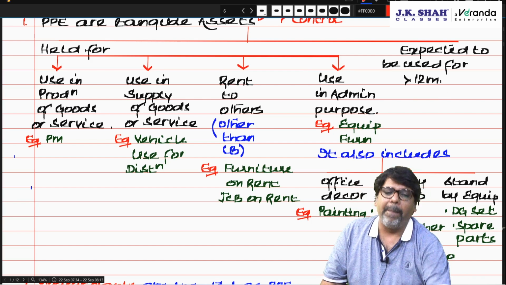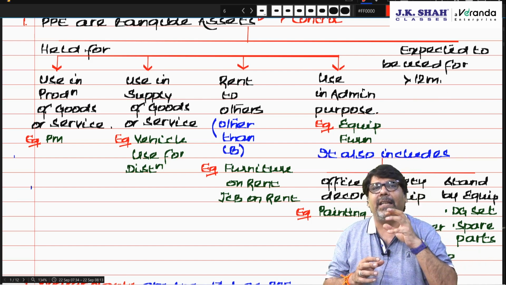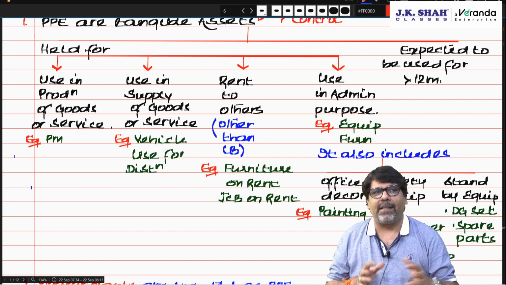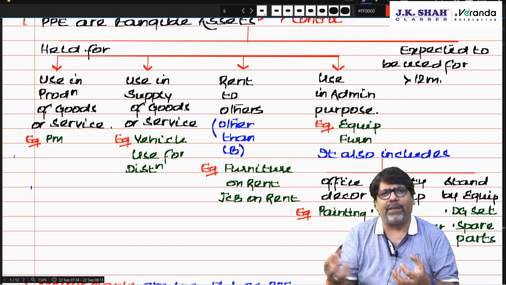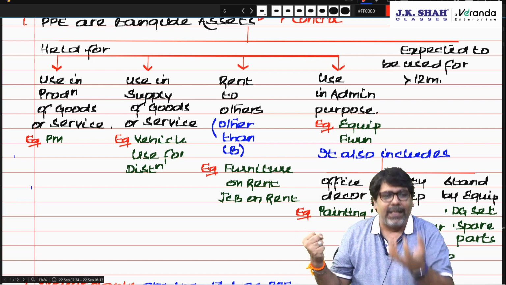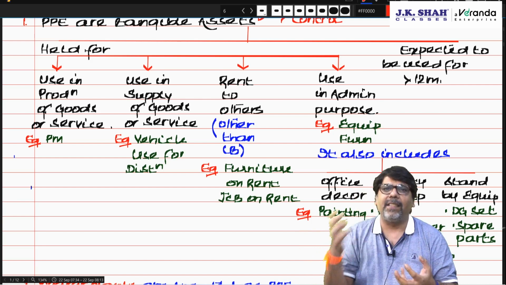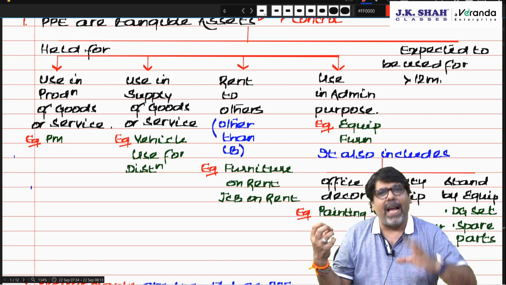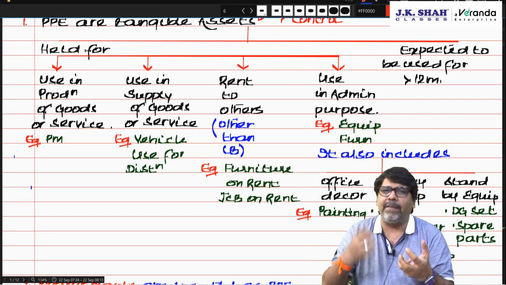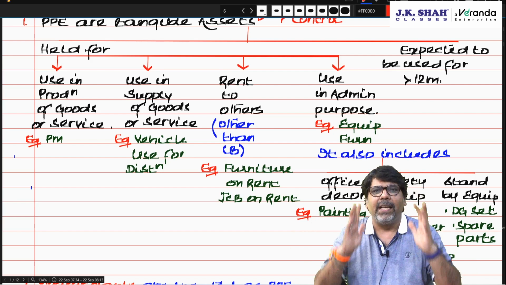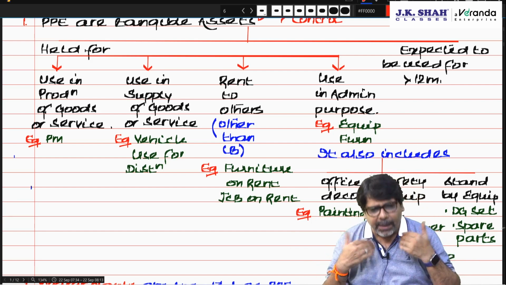Apart from this, bearer plant is also PPE. Bearer plant we have discussed at length in Ind AS 41, that is agriculture. Basically, bearer plants are those plants whose life is more than 12 months and whose fruits can be plucked, harvested and sold. The plant is a bearer plant because it acts like a machine for us, which gives us produce, and the produce we sell. The life of the plant is more than 12 months, like a mango tree or apple tree, where we take out the produce and sell it, and the plant or tree remains with us. Such a plant or tree is known as a bearer plant. That is also a part of PPE.